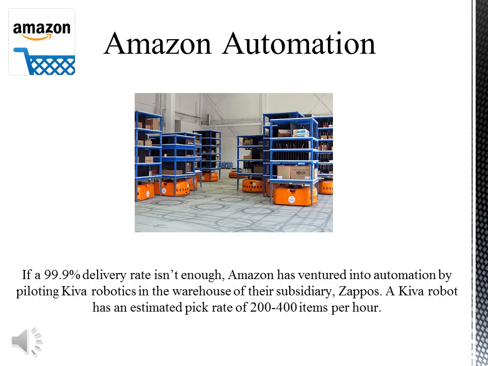Amazon has begun embracing automation. If a 99.9% delivery rate isn't enough, Amazon has ventured into automation by piloting Kiva Robotics in the warehouse of their subsidiary, Zappos. A Kiva robot has an estimated pick rate of 200 to 400 items per hour.